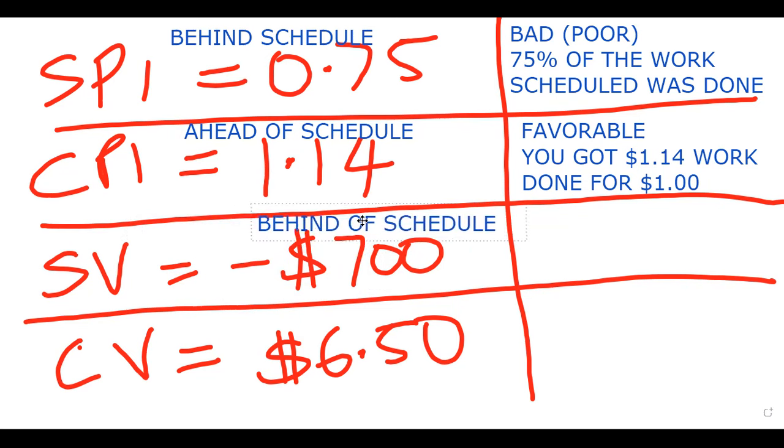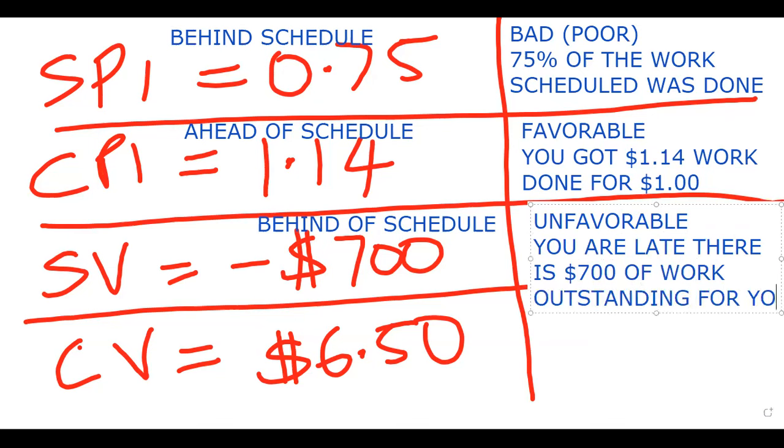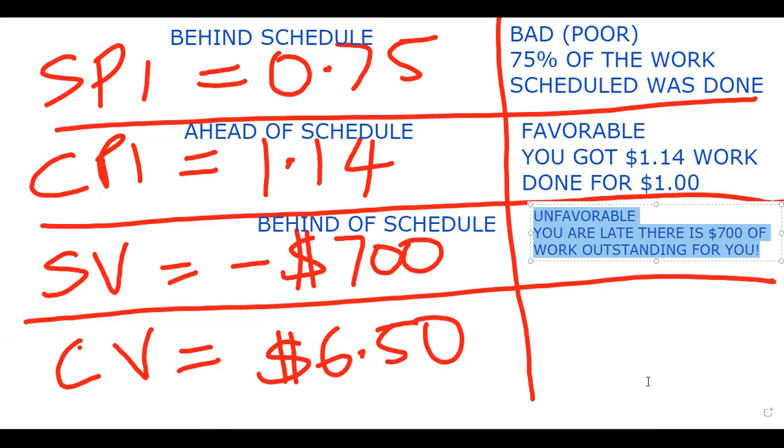In fact, this one is a little bit easier than the cost one of variances. So a negative is bad. You're behind schedule. So this, I'll just say, is unfavorable. That's the language. Unfavorable. You are late. You are late. And we could just say there is $700 of work outstanding for you. That is not a good thing. All right, so it's unfavorable.